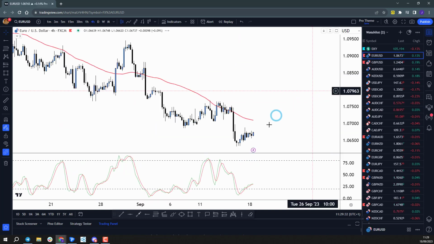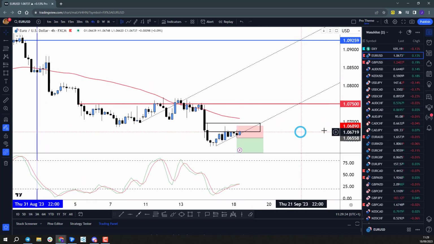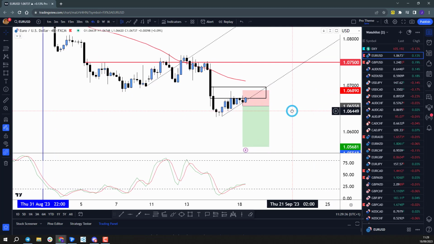We have an order resting in here on Euro US dollar. I'll keep you up to date if it does trigger, if we do need to cancel at any point.